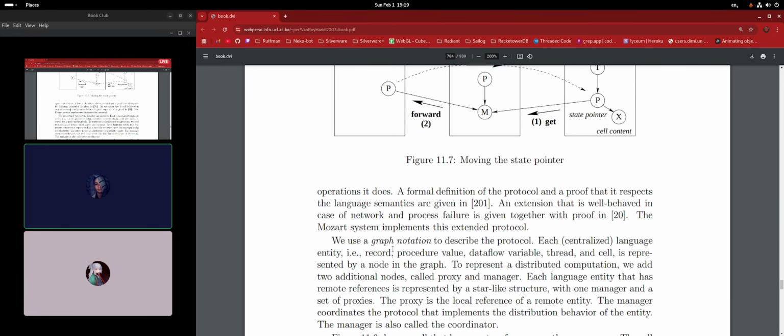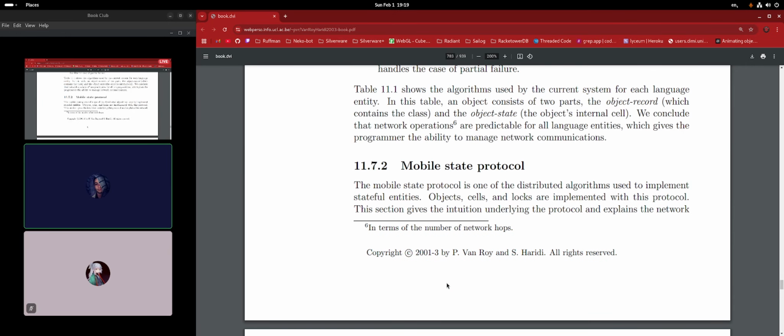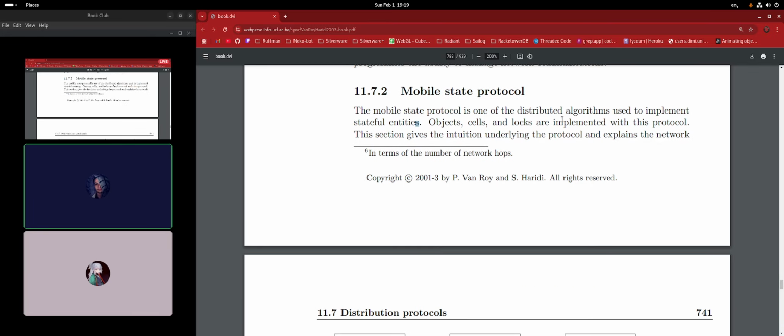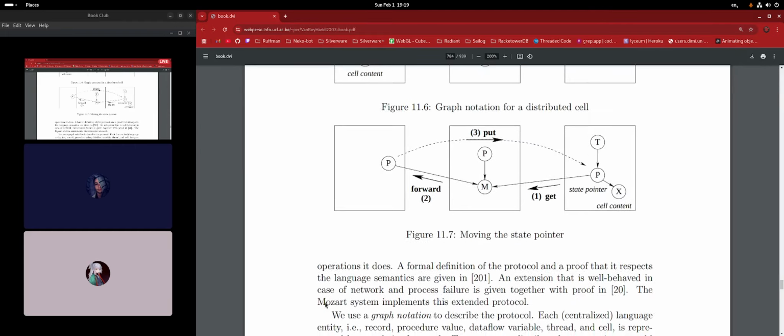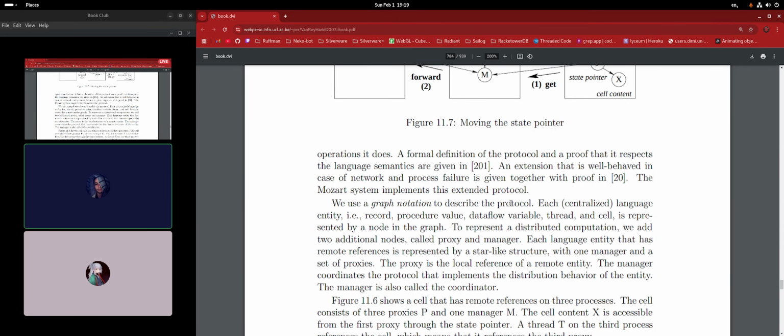We use a graph notation to describe the protocol. So just for a reminder, what is the mobile state one? It's the one used to implement stateful entities. So objects, cells, and logs are implemented with this one.